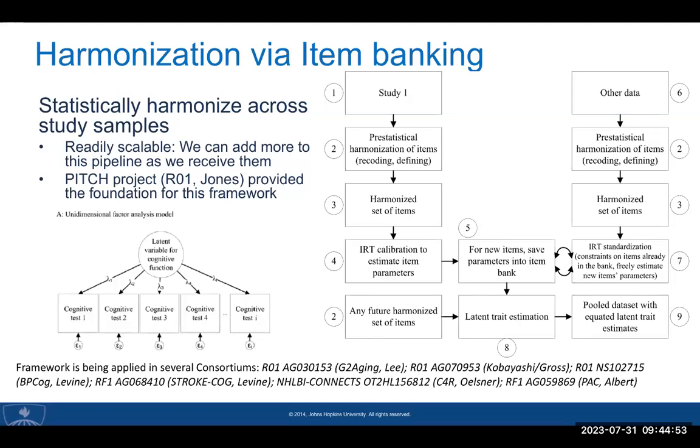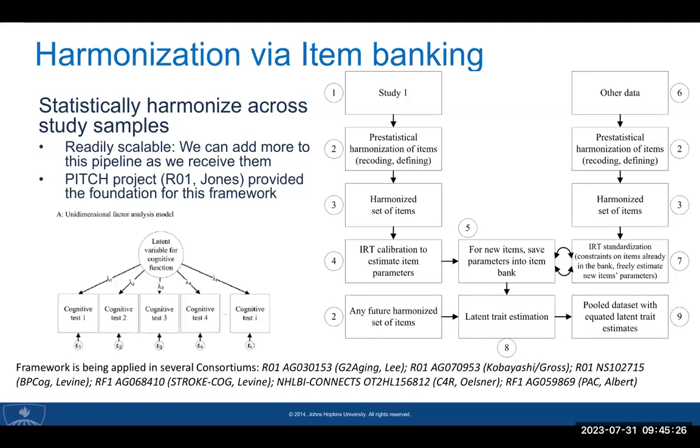You find the linking items that are common as well as non-linking items. You eventually come up with a harmonized set of items. And then instead of IRT calibration, as you do in HRS-HCAP, we do IRT standardization, where we estimate an IRT model, but if there are items that are in common between this other study and the first study, we fix the parameters for those items to be what they were earlier. And for any new items that were in this study, we add them to our item bank in our computer.